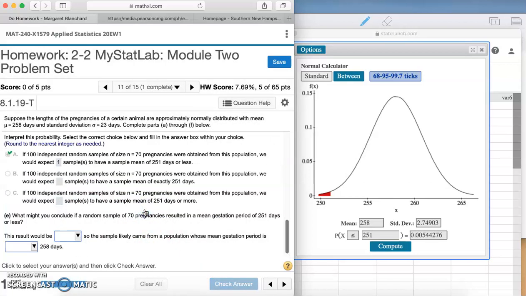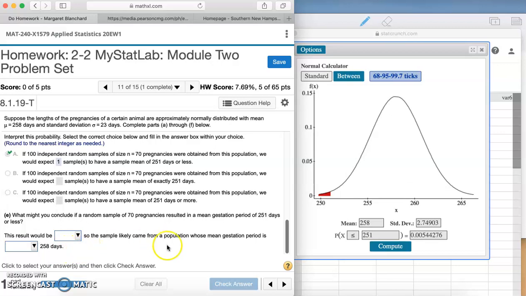Again, notice as our sample size is going up and up, we expect fewer and fewer sample means, not just pregnancies, but sample means, to be at 251 or less or farther from that mean. What might you conclude if a random sample of 70 pregnancies resulted in a mean gestation period of 251 days or less? It says the results would be blank, either expected or unusual, so the sample likely came from a population whose mean gestation period is greater than, equal to, or less than.